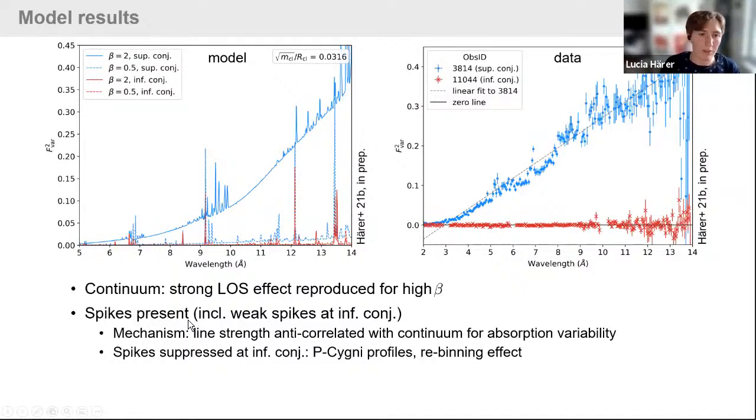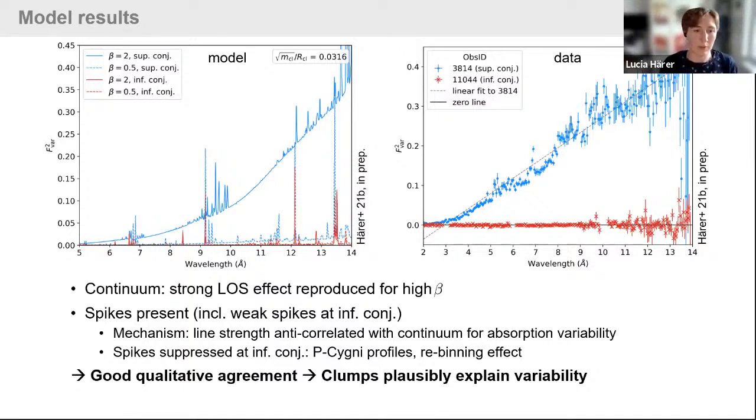In this model, the mechanism by which the increased line variability is produced is that the line strength is anti-correlated with the continuum. And basically, this means that if there's more material between the X-ray source and the observer, then the continuum will decrease, but the line strength will increase. And as a result, the variability in the line in total will increase, and this is what gives you these spikes.